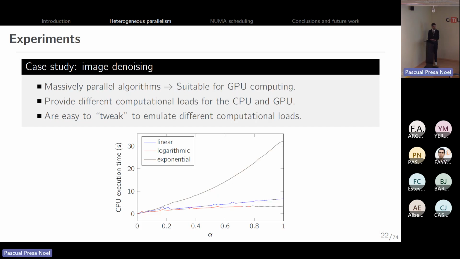This problem is particularly interesting to test our proposal, since the image denoising problem is a parallel algorithm, very suitable for the characteristics of the GPUs. They also provide different computational loads for the CPU and GPU, as we mentioned before, and the anisotropic diffusion flows are a bit more demanding in that regard. And these problems are also easy to tweak to emulate different workload models, as we can see in this figure.